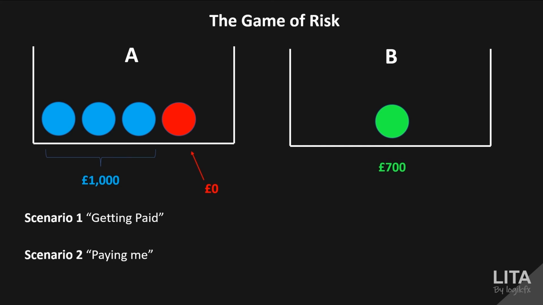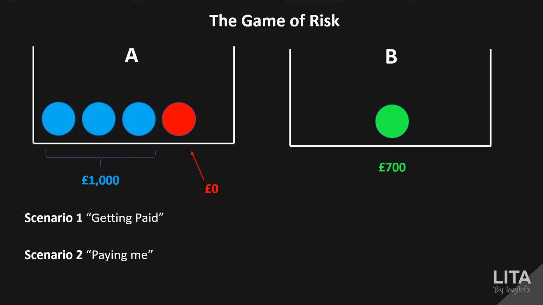So this is the next scenario where we're changing it up a bit. Instead of you gaining the money from the ball you pick, you will actually lose that. So you'll actually pay me, Marcus, the guy running this seminar. You still put your hand into either of the boxes. For example, if you were to put your hand in box A and pull a blue marble, you would actually pay me £1,000 from your own hard-earned cash. But if you pull the red one, you pay me nothing. And if you choose box B, you'll pick the green marble and just pay me £700.